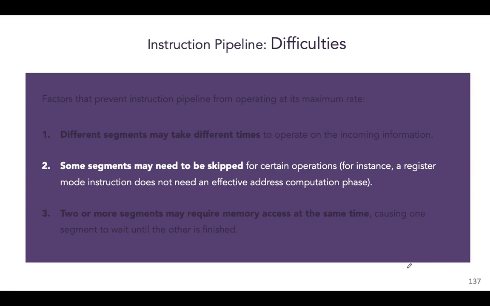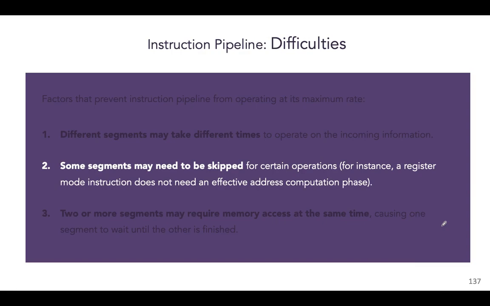Some segments may need to be skipped for certain operations. For instance, a register mode instruction does not need an effective address computation phase because the operands are in the register. They're not in the memory. Since they're not in the memory, there is no address to be decoded. So even though you have to make provisions for all different kinds of instructions, so you have to have a decode phase, in the case of register mode instructions, that specific phase is not going to be used. It's a wastage, right?